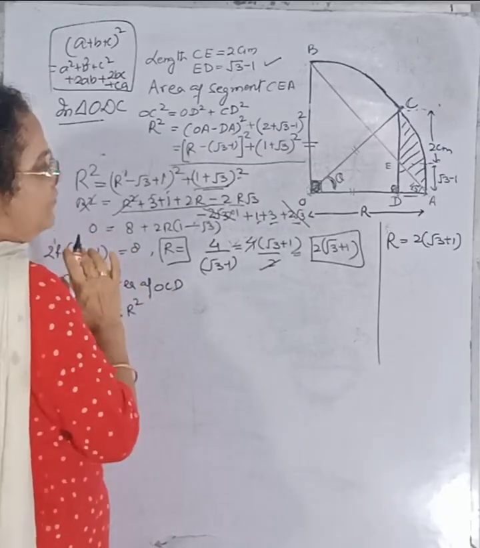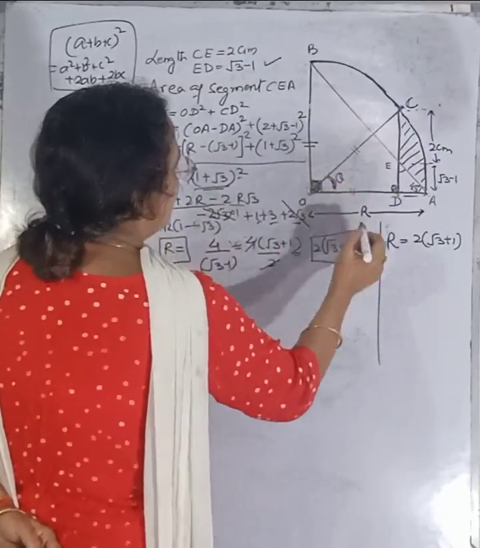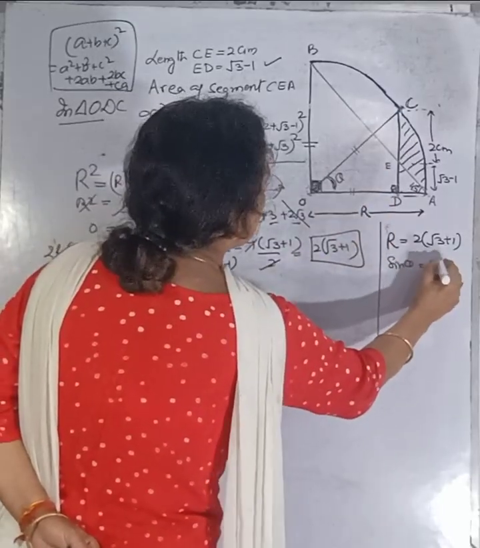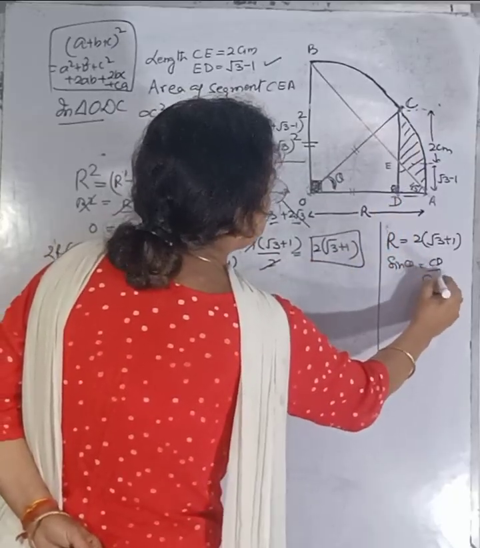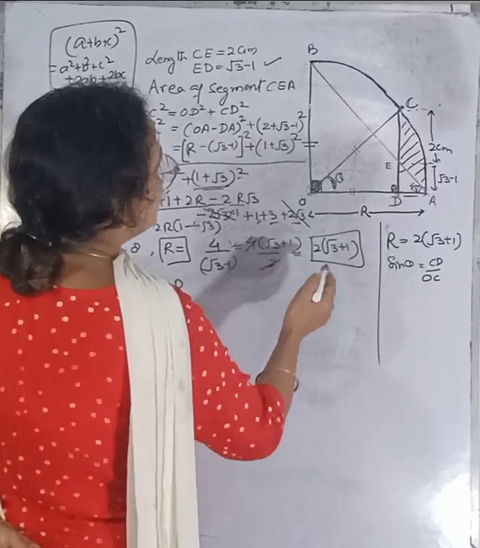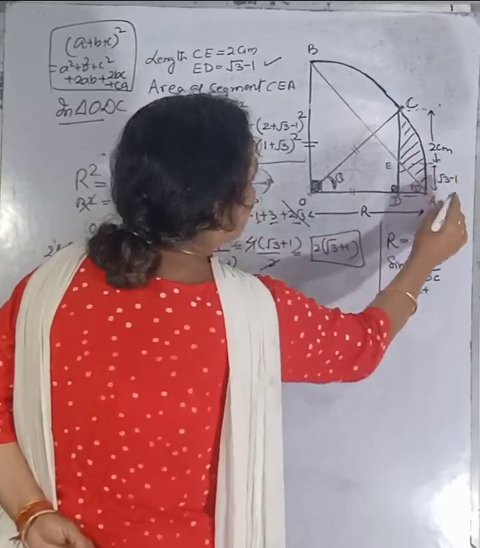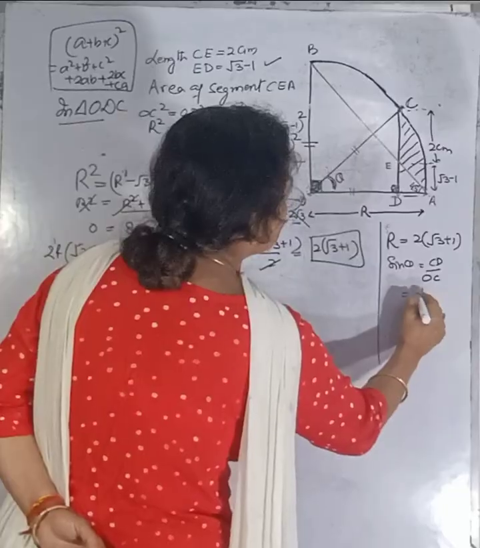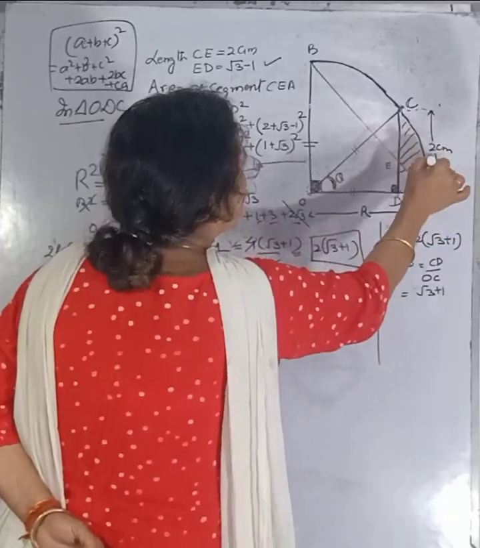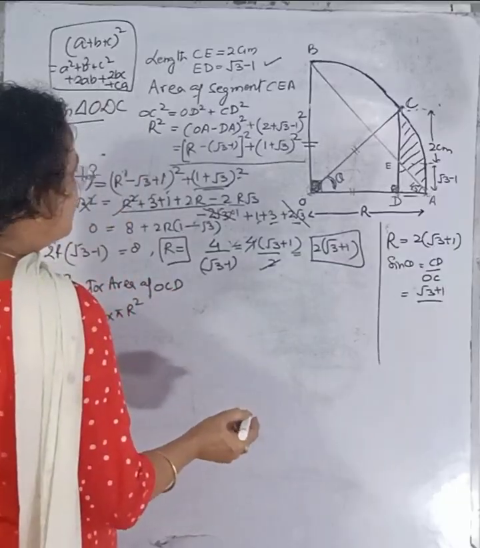Now theta, how can theta be found? Sin of theta is equal to perpendicular upon hypotenuse. Perpendicular is CD, upon hypotenuse, which is OC. CD we know well. CD is equal to 2 plus root 3 minus 1, which means root 3 plus 1. This is root 3 plus 1 upon OC. OC is equal to what?